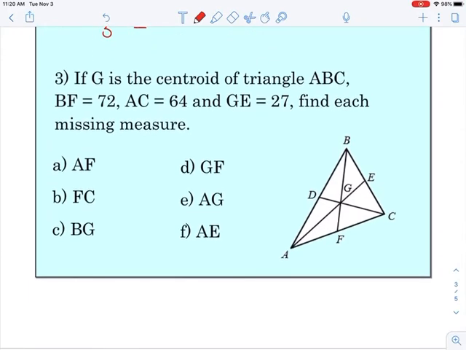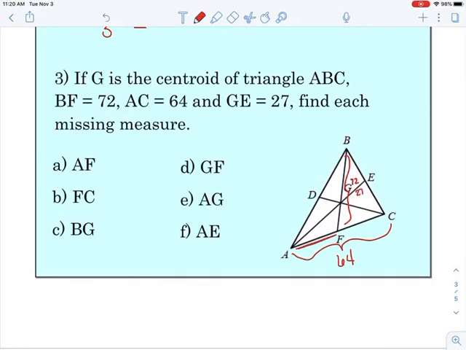For number 3, if G is the centroid of triangle ABC and BF is 72 and AC is 64 and GE is 25, we want to find each missing measure. The first thing that we need to find is AF, which is this piece here. So I'm going to go back and write some things in here. BF was 72. AC is 64 and GE is 27.